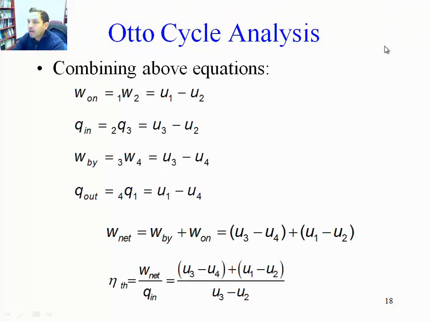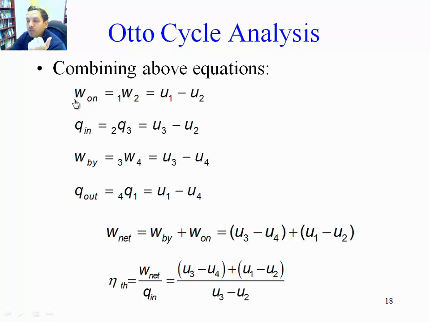So if we combine all the above equations, there's only one process where heat is added. There's only one process where heat is rejected. The other two processes are adiabatic. There's only one process where work is done on the system. That's a compression process. All the other processes are either isometric or work done by the system. There's only one process where work is done by the system. So this makes the analysis of an Otto cycle very simple.